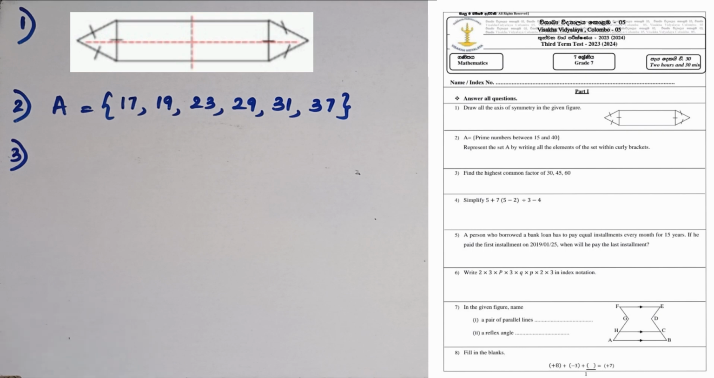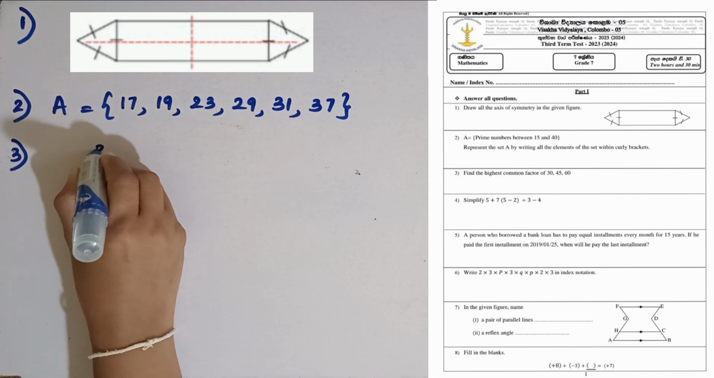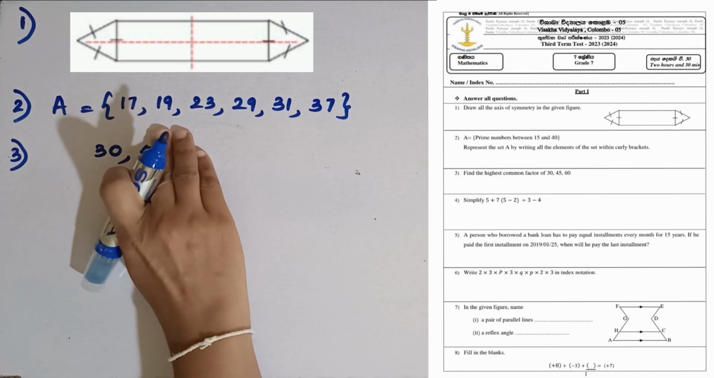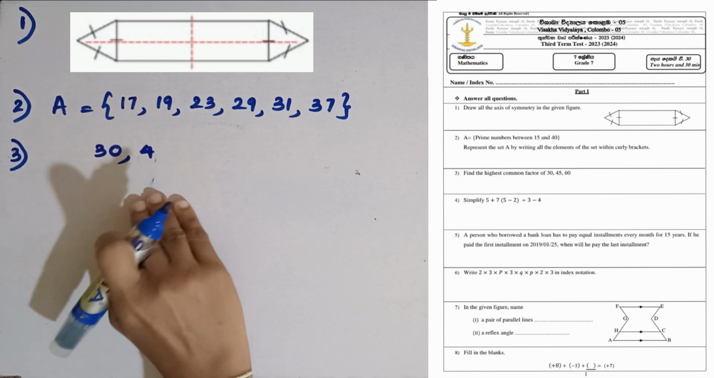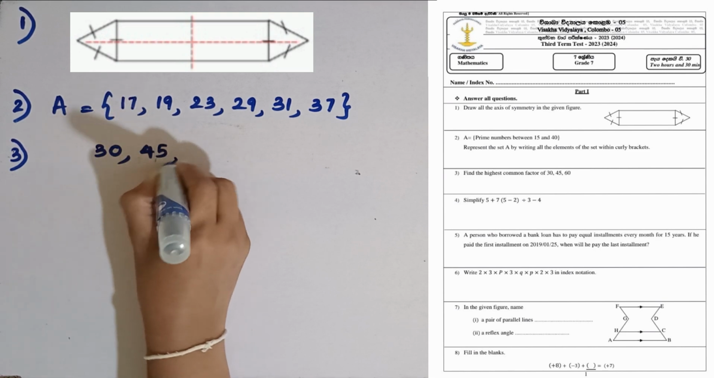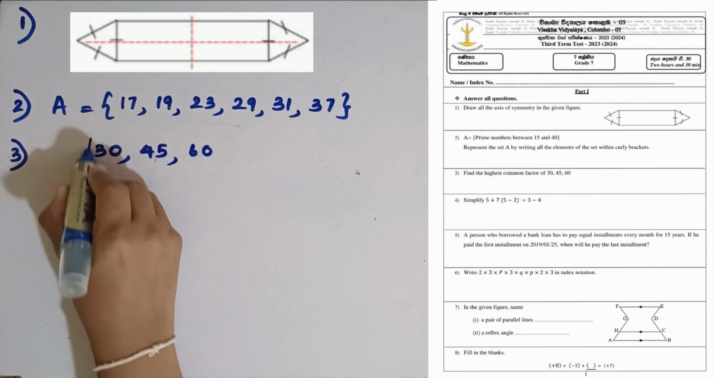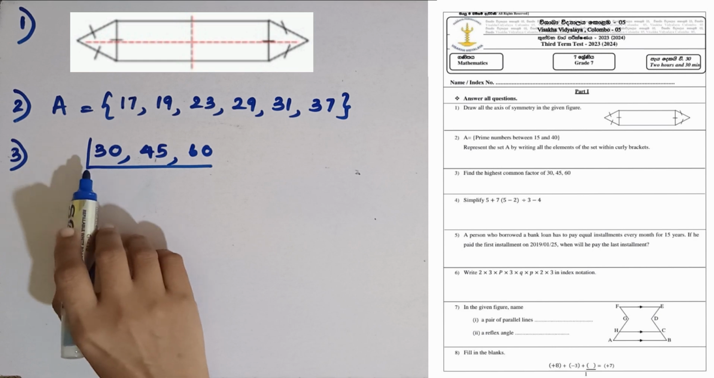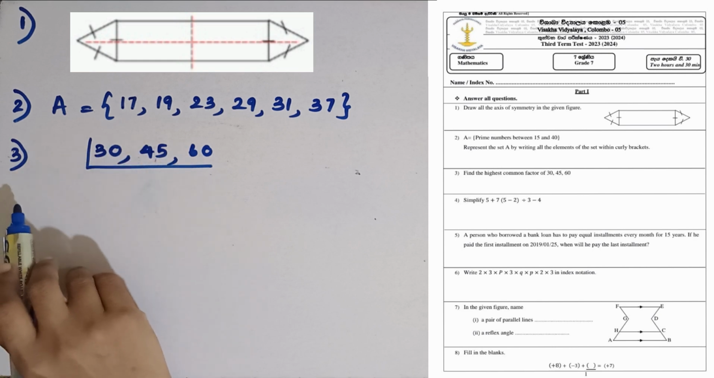Find the highest common factor of 30, 45 and 60. There are three methods to find highest common factor. In this I am using the division method. I have to write 30, 45, 60, using the long division method. What is the prime number that all the three numbers are divisible by?